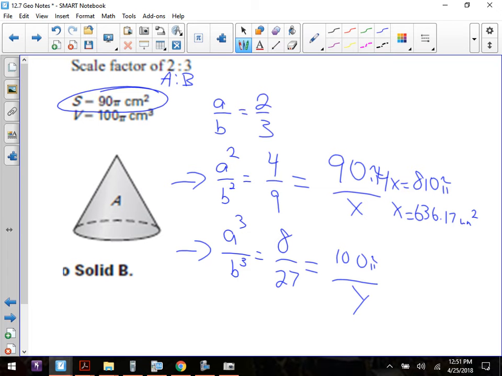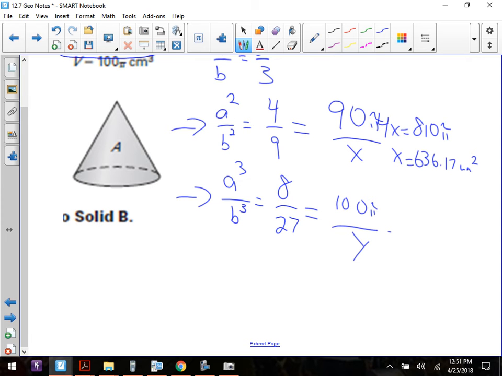Do the same thing with the other one. Cross multiply out, you get 2700 pi equals 8y. So we divide that by 8.